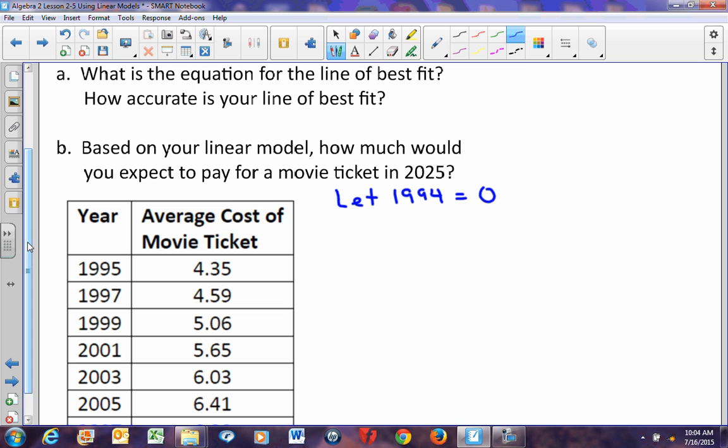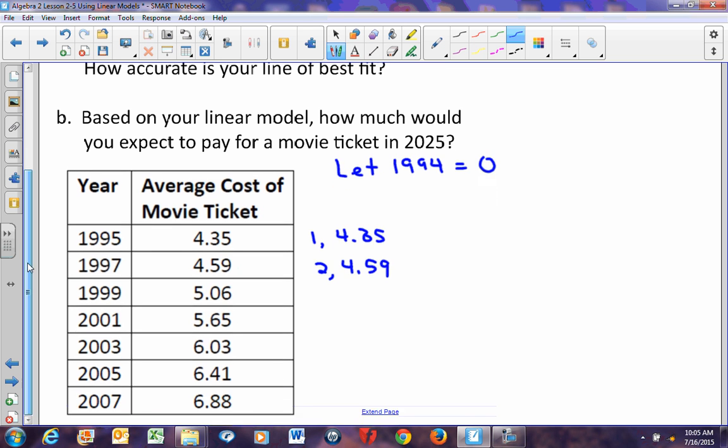So, basically, then this is going to be 1, 4.35. This will be 2, 4.59. 3, 5.06. 4, 5.65.